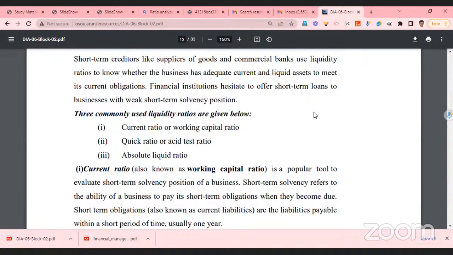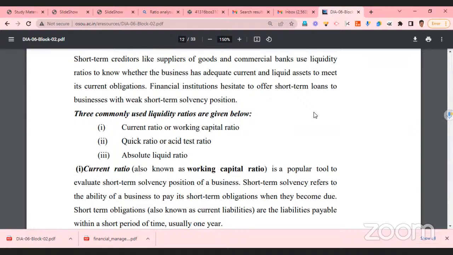In the balance sheets, the current assets are cash in hand, cash at bank, bills receivables, sundry debtors, closing stock, and prepaid expenses. All are current assets. Current liabilities are outstanding expenses, sundry creditors, bills payable, and short-term loans. Now here we will compare current assets to current liabilities.